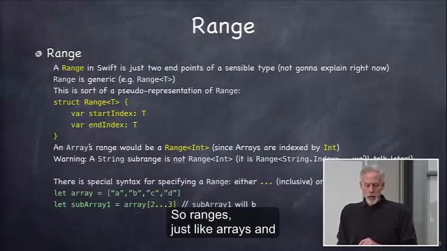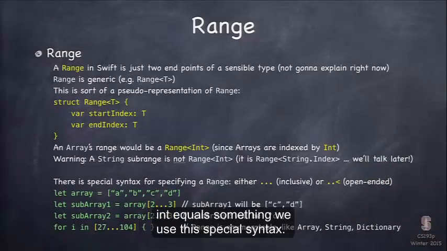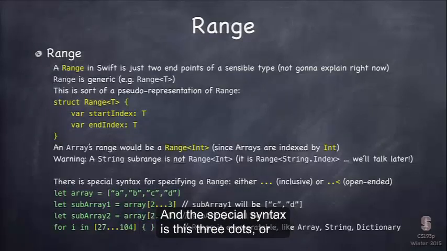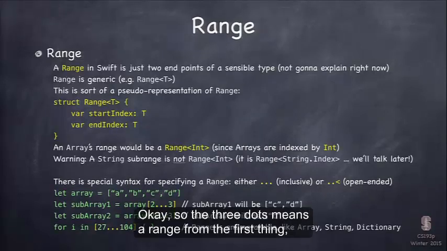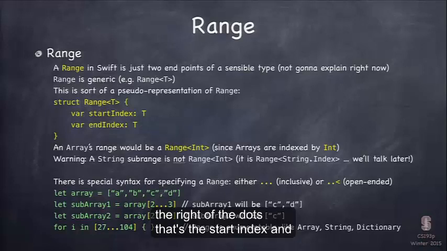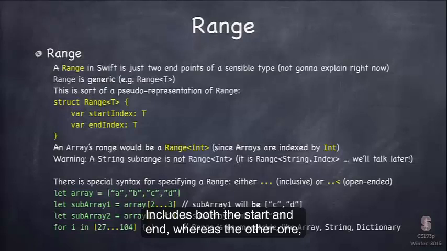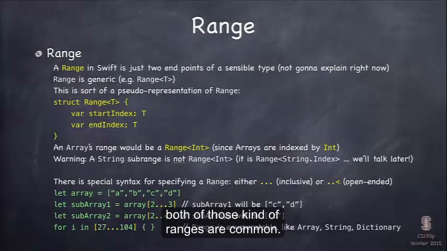So ranges, just like arrays and dictionaries, we don't usually say Range angle bracket Int equals something. We use a special syntax, and the special syntax is three dots or two dots and a less than sign. The three dots means a range from the first thing on the left of the dots to the other thing on the right of the dots. That's the start index and the end index, and it includes both the start and end. Whereas the other one, dot dot less than, includes the first one, but does not include the second one. So it's an open-ended range. Both of those kinds of ranges are common. So that's how we specify a range.